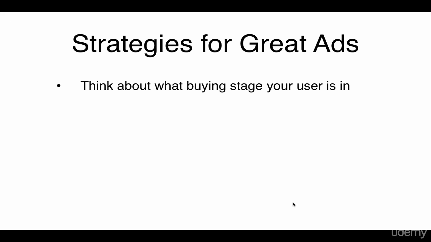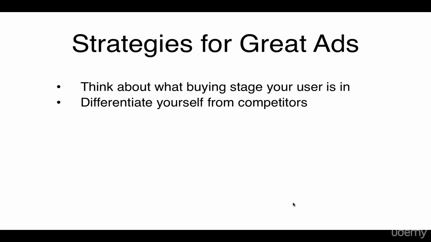You're already going to structure your ad groups and your campaigns with similar groups of keywords lumped together so that you can show the most relevant ad copy possible with those keywords. And so when you're doing that, think about the buying stage that your user is in when you write the ad. Also, differentiate yourself from competitors.